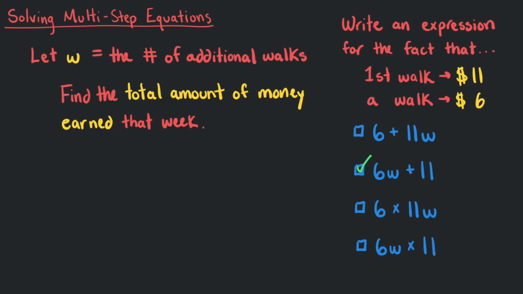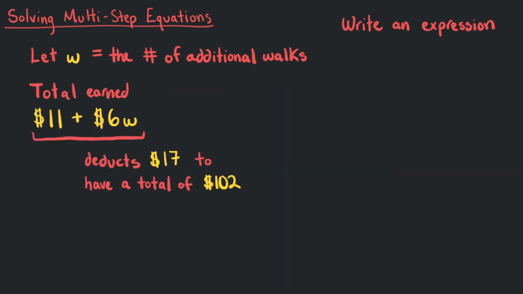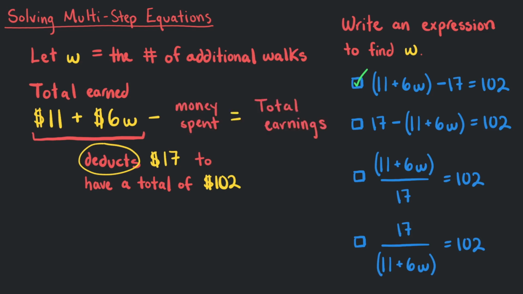That's right, one $11 walk plus $6 for every W walks that week. From this sum of money he earns, he deducts $17 because of transportation to have a total of $102. Write an expression to find W. Yes, the total amount of money earned minus the amount of money we had to spend for our business equals our total earnings for the week. So our equation looks like this.